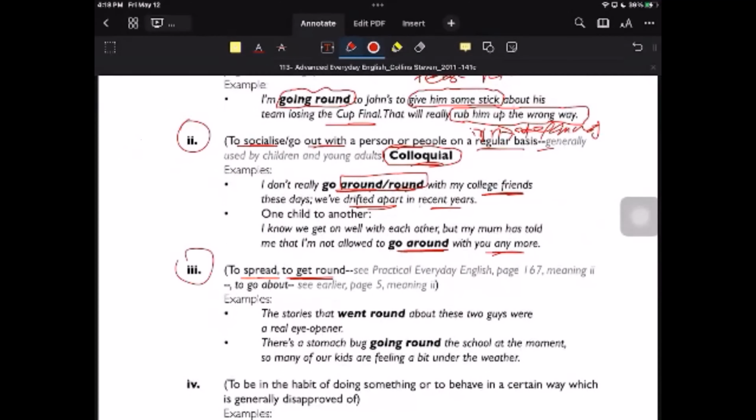Meaning number 3, to spread, or to get around. So to go about has the same meaning. The story that went around about these two guys was a real eye-opener. So to go about is the same meaning here as to go around. Went around means spread, or to get around; everybody knows about it.